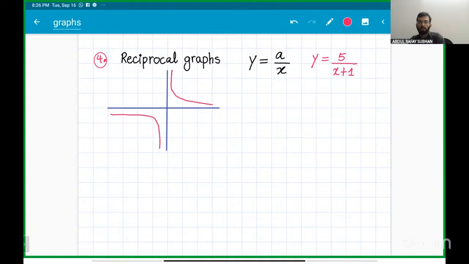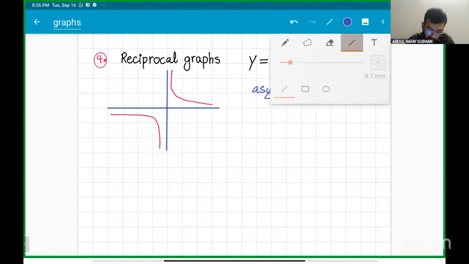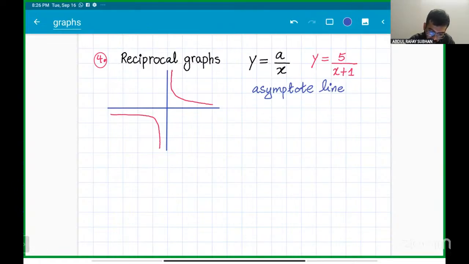If we have x in the denominator, only x in the denominator. We have asymptote lines in this topic as well. We will come to that. What is an asymptote line? In the reciprocal graphs, you will see an asymptote line. Whether you have heard about that or not, I'm just giving an overview summary of it. We will be talking about the asymptote lines as well.